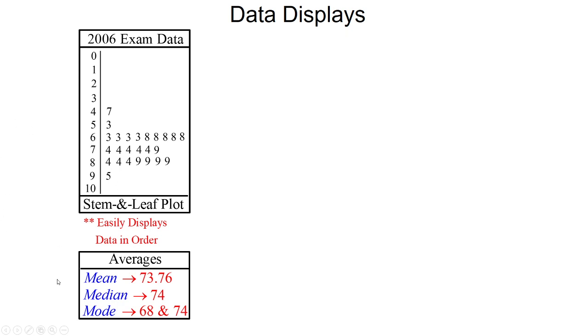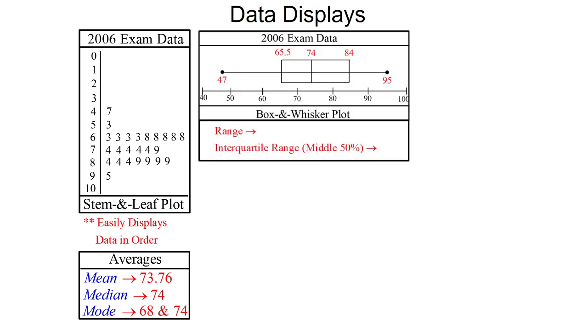Okay, so now let's take our box and whisker plot and put it together with our other displays. We have the stem and leaf plot, the mean, median, and mode, and here it comes, the box and whisker plot. Now there's two more things I need to add with the box and whisker plot, and that would be the range of my data and then my interquartile range of my data, which is that middle 50% of the data right there.